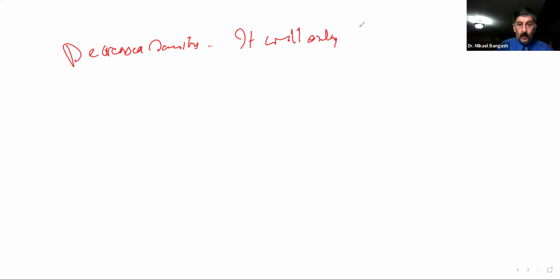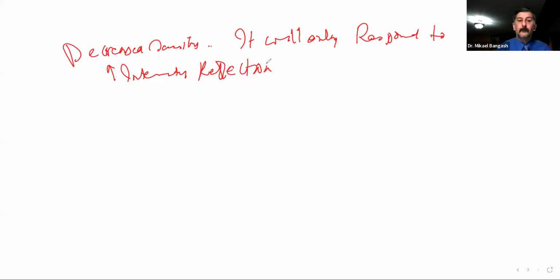So what it mainly means to have a decreased or reduced sensitivity is that it will only respond to high intensity reflections, whereas low intensity reflections will not.